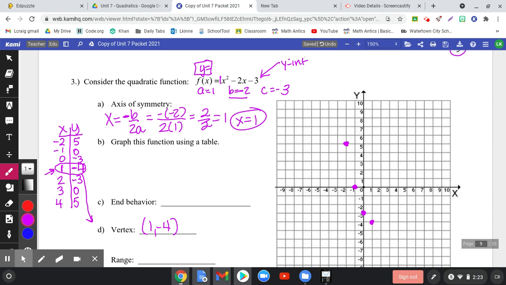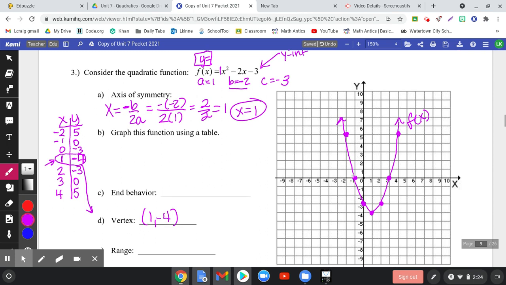So now everything's going to match up. 2, negative 3. 3, 0. And 4, 5. Everything matches up perfectly. So now we're going to carefully connect the dots. Make that parabola, that U shape. All right, and we can label it with just f of x. We don't need the whole equation because it gave us a name.